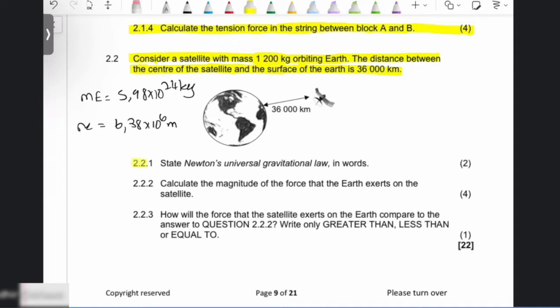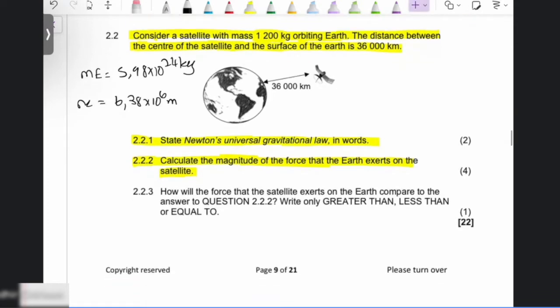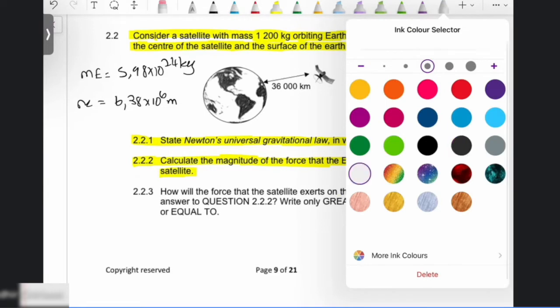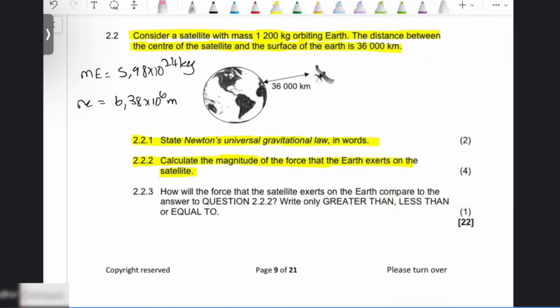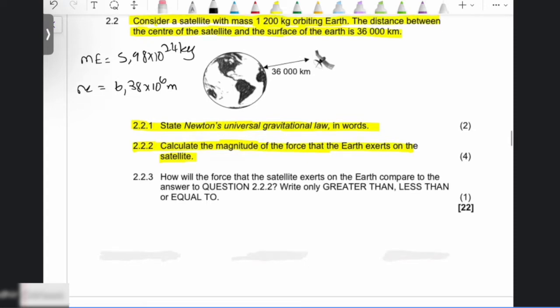Okay, so it says state Newton's universal gravitational law in words. It says calculate the magnitude of the force that the Earth exerts on the satellite. So yeah, guys, it's a really simple one for us to do. Okay, so guys, yeah, normal force formula. I don't think we really need to go through this in much detail. You guys know this is Newton's universal, which means we must go from center to center. That's the way it works.